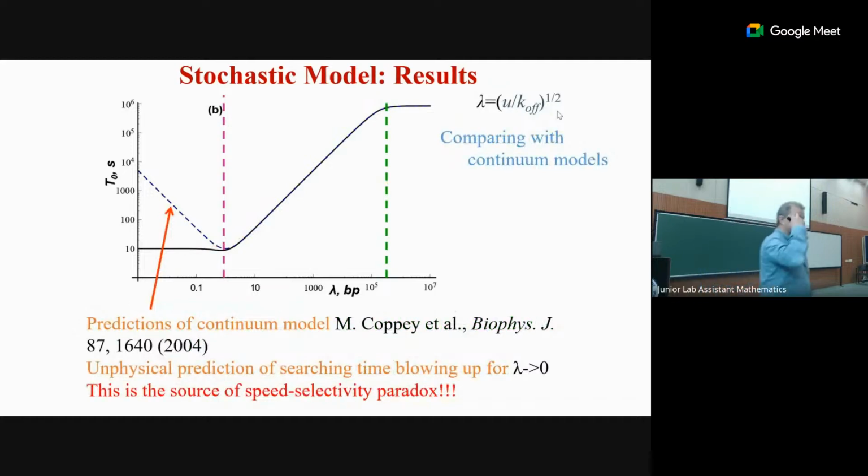If you do continuum theory mindlessly, solving differential equations like people did, you will get exactly the same result as I get, except over there. The continuum theory will predict that as lambda goes to 0, the time goes up. Exactly what I told you, the diffusion coefficient going to 0 will blow up the result. So this is the prediction of continuum theory. But the point here is that continuum theory cannot be applied over there.